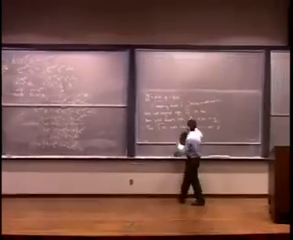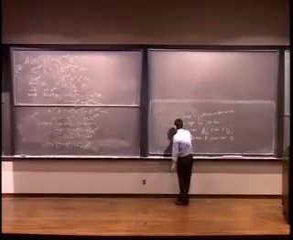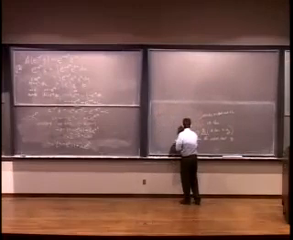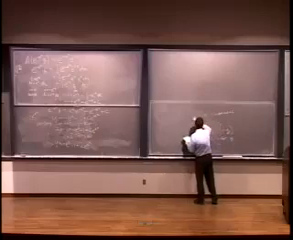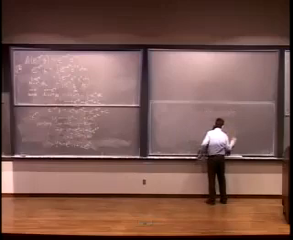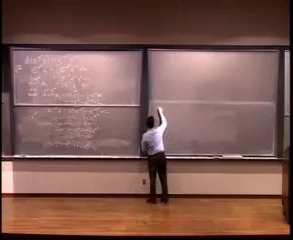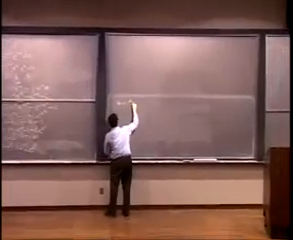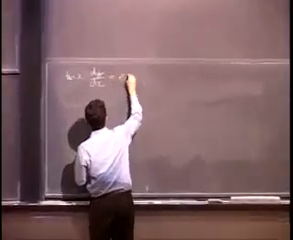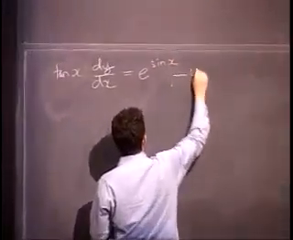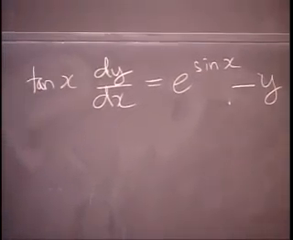All right. Okay, so what is next? Is next another example? Okay, maybe next is one more example. Here's an example: tan x dy dx equals e to the sine x minus y. And I am not going to do an initial value problem with this one.